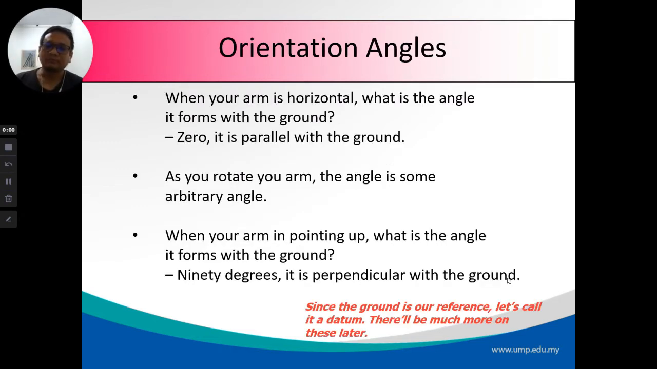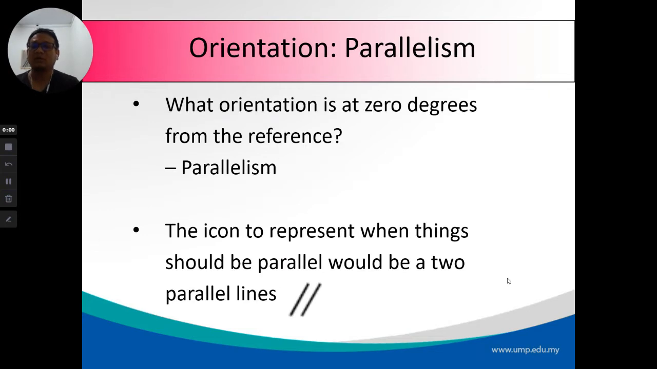So the first orientation is angles. When your arm is horizontal, like this, it is at zero. It is parallel with the ground. As you rotate your arm, the angle becomes an arbitrary angle. Where your arm is pointing up, what is the angle it forms with the ground? Of course, when you're pointing up, it's 90 degrees, because it is perpendicular to the ground.